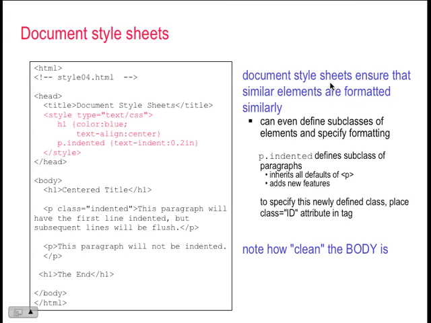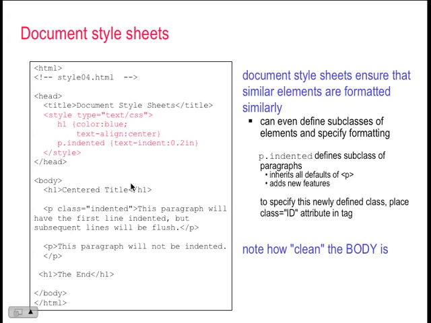So document style ensures that similar elements are all formatted consistently in terms of their look and feel. Note how clean the body is. You're supposed to be saying, oh yeah, this looks pretty clean. We're just using P, class indented, and this paragraph will follow that particular tag. And here we have P down here, which would not be indented because we've defined P dot indented. If we use P dot indented, then we're going to have an indented paragraph. It's going to be different.